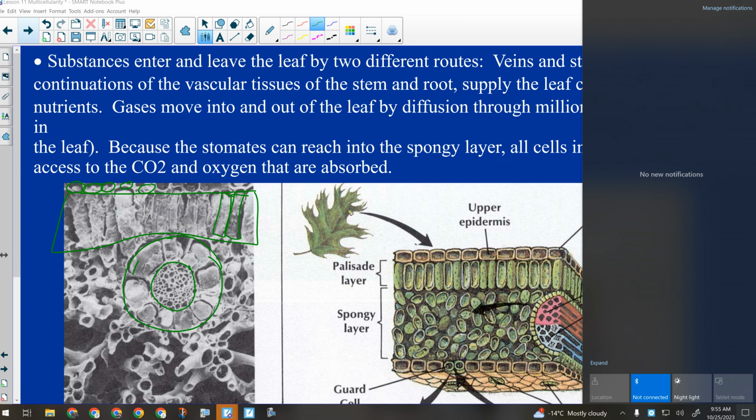Is that thing covered in gold? Yes, that would be a scanning electron micrograph. And so this is what the artist's impression of that would look like. You've got the spongy layer, you've got the stomates and guard cells underneath. I don't know if that showed up in the electron microscope picture.